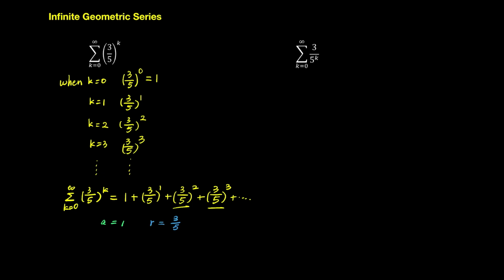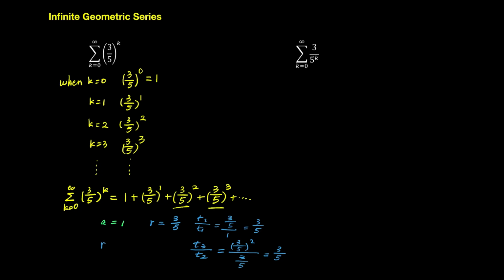You can determine the common ratio by dividing any term by the term before it. You will have the same result of 3 over 5. So if you divide the second term by the first term, you have 3 over 5 divided by 1, which equals 3 over 5. If you divide the third term by the second term, you will have 3 over 5 squared divided by 3 over 5, which equals 3 over 5.